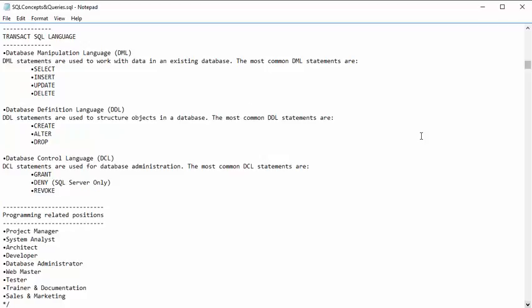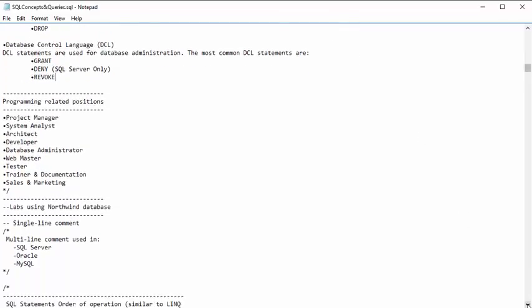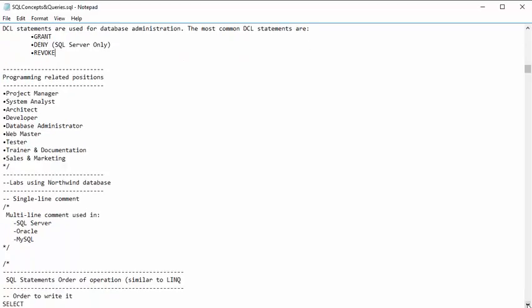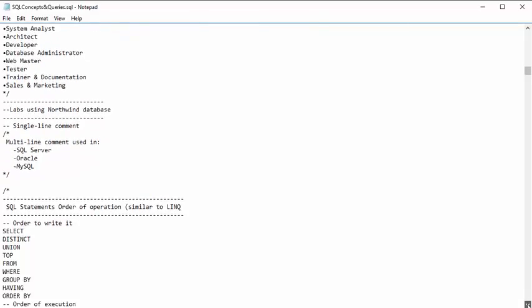Now, it is also important to understand that these commands will be used by many different positions related to programming, such as project managers, database developers, database administrators, software developers, and so on.